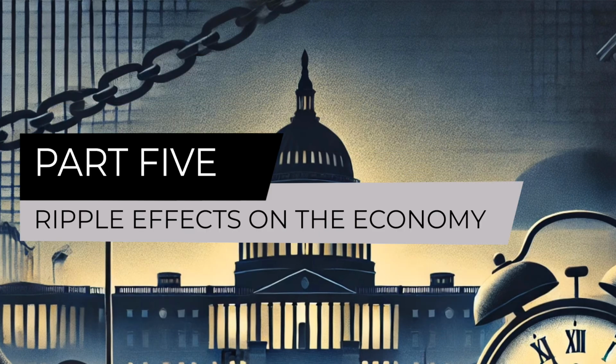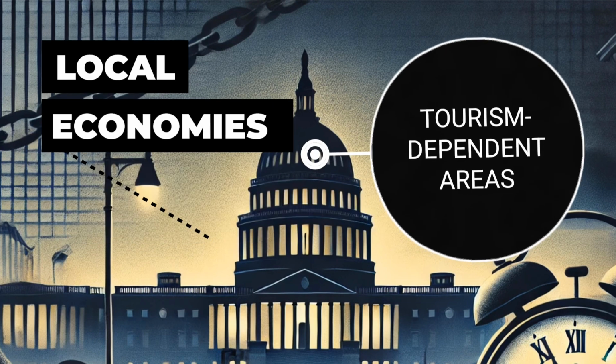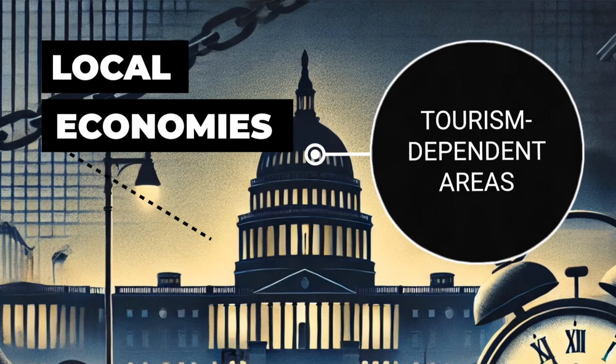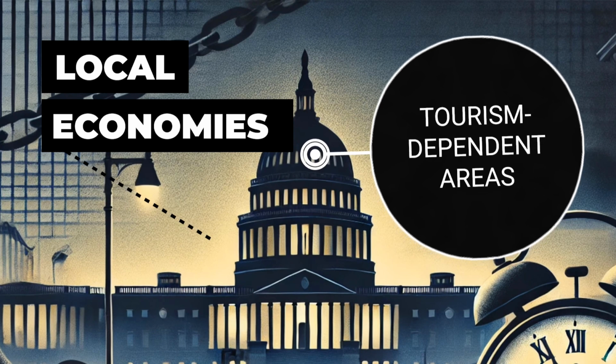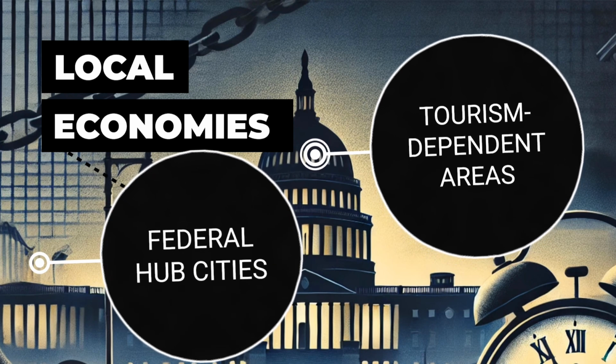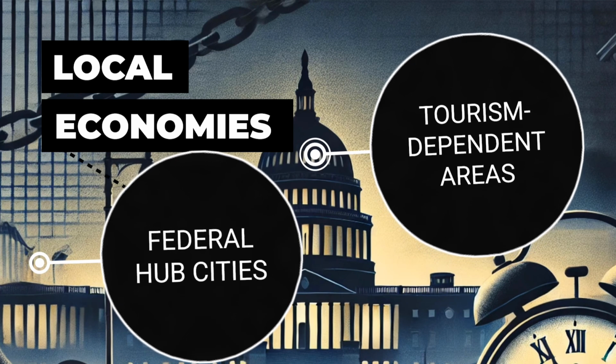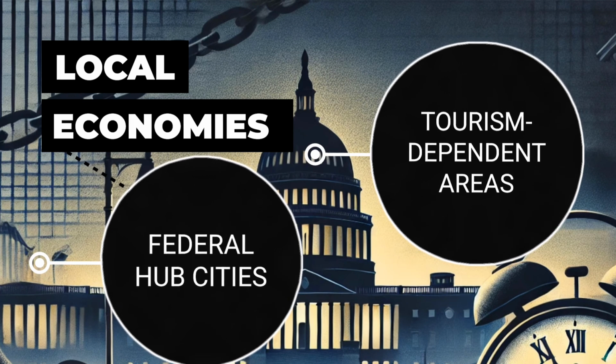Part 5. Ripple effects on the economy. Local economies. Tourism-dependent areas, communities near national parks and monuments suffer losses from decreased tourism. Federal hub cities, cities with high concentrations of federal employees, like Washington, D.C., experience significant economic slowdowns.